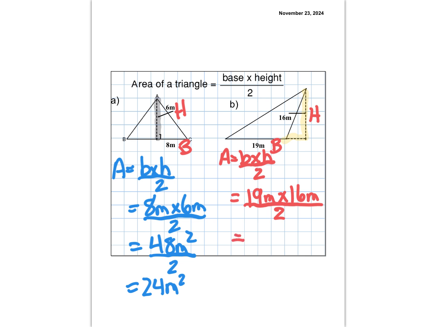19 times 16 is 304 meters squared divided by 2. And 304 divided by 2 gives us 152 meters squared. So again, this is something you need to see and use with all of your formulas, because when you're working with the calculations, you need to make sure you follow all the steps and put your units in at the end. Remember, area is units squared.